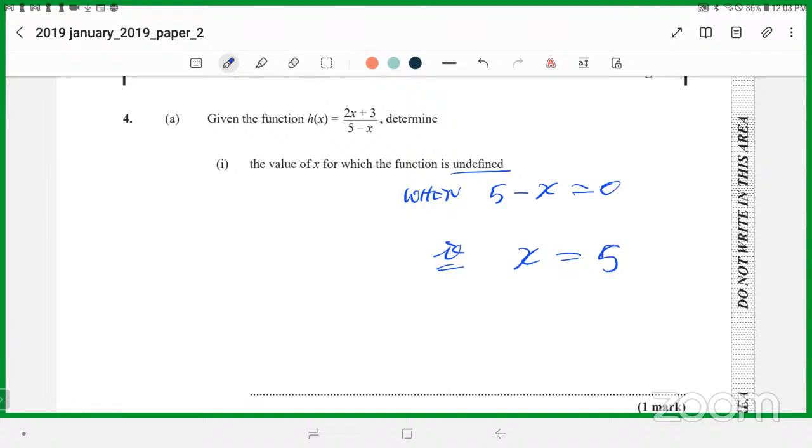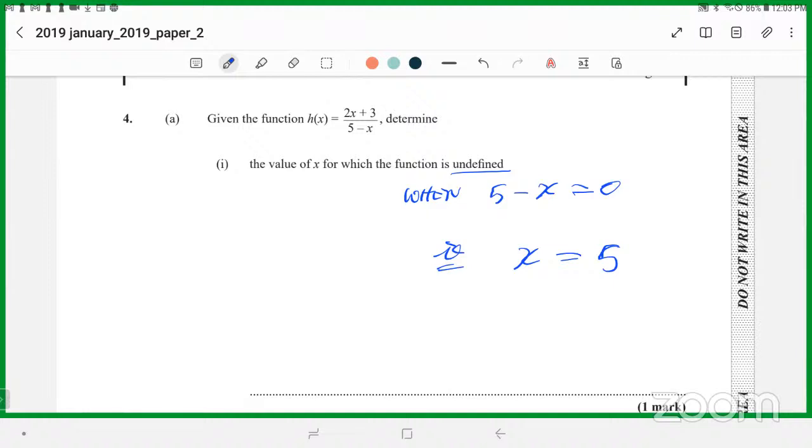Another way they phrase this question is, what value of x cannot be in the domain of h of x? Still be 5, the value that will make it undefined. So the answer will still be 5. So that's another way they might phrase the question. What value of x cannot be in the domain? That value is 5. It cannot be in the domain, because it will cause the function to be undefined.